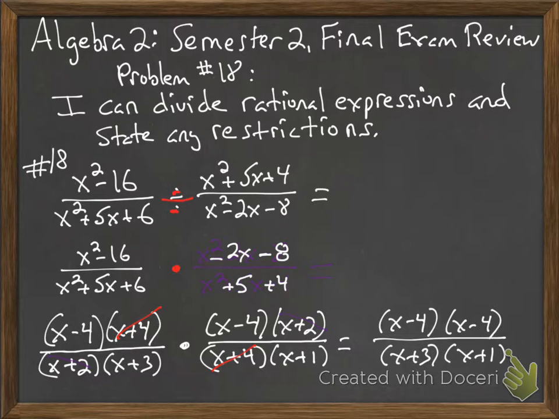And we do not like to have denominators that will make 0 in the denominator. So we're going to say that x cannot equal negative 3, x cannot equal negative 1. I hope this is helpful in you understanding the learning target, divide rational expressions, and also gives you some insight as to what are restrictions and how you find those.